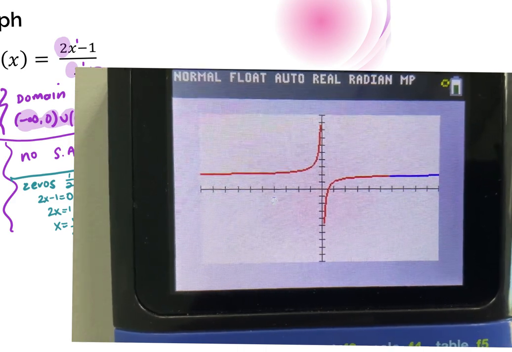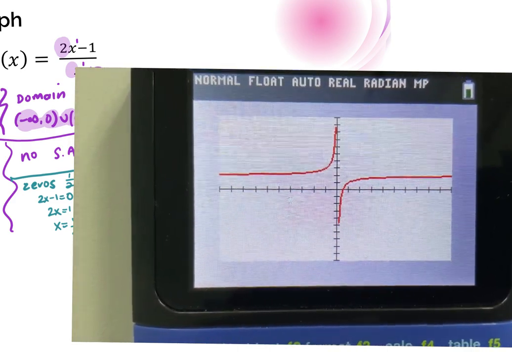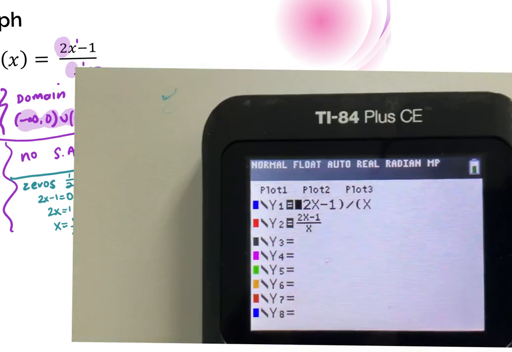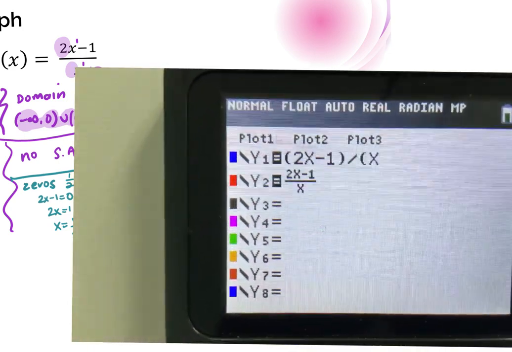Why is yours turned red? Because I did it twice. So it does blue for the first equation and red for the second one. Like when I go to my y equals, I wrote it in twice. Yeah.